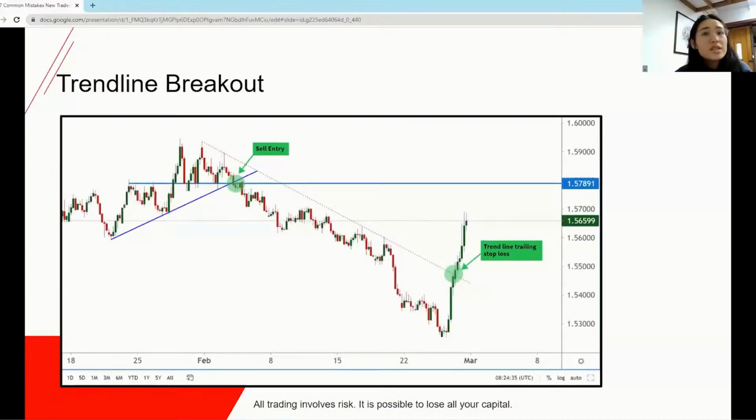Okay, next we have trendline breakout. If we're looking at the same example, but with a different technique now. Here we have a descending trend line, and just for recap, make sure that for a valid trend line, we have 3 touches. For a descending trend line, we want to make sure that there are 3 significant touches on the underside of the trend line.